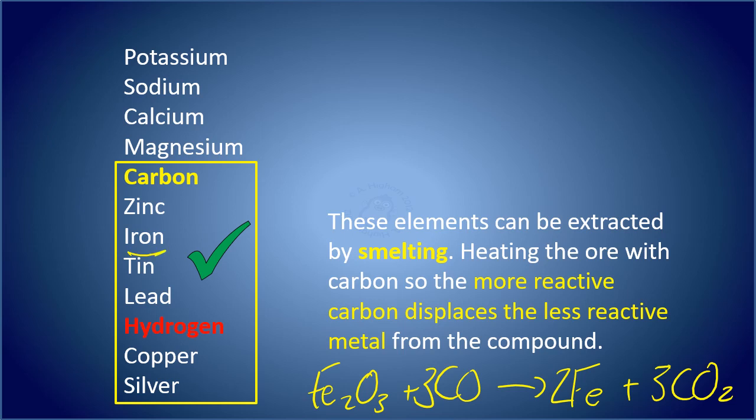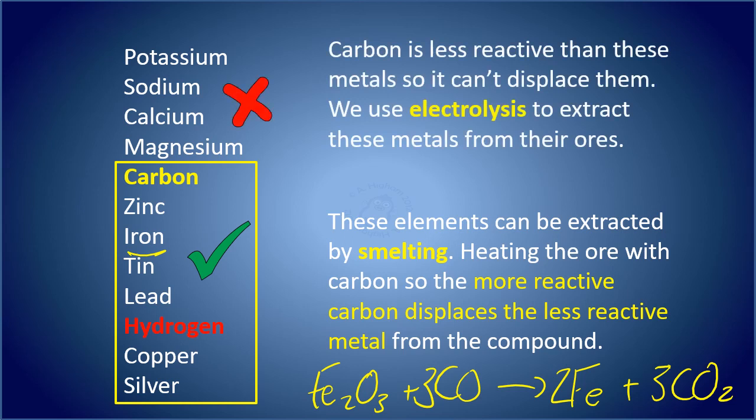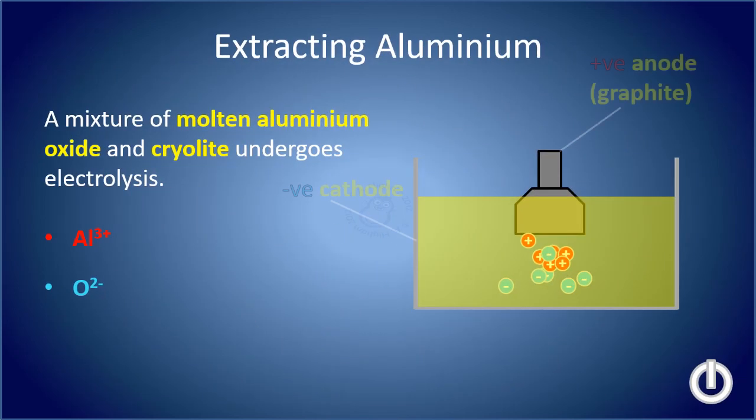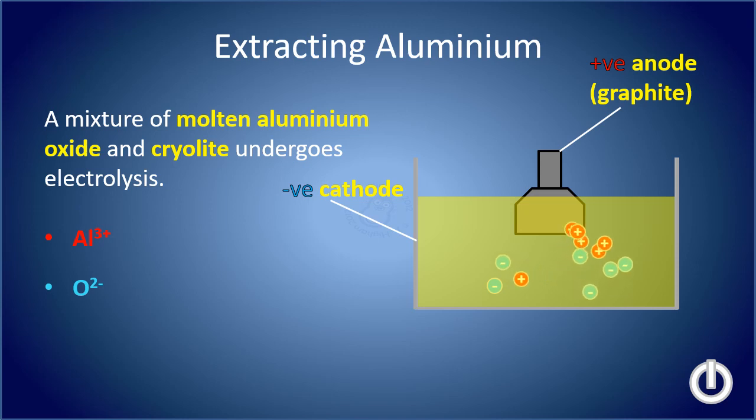Above it, though, the carbon won't be able to displace these more reactive metals from ores. We use carbon because it's cheap and readily available, but where we can't use carbon, we use electrolysis. One of the things that we need to look at as part of your course is the electrolysis of aluminium oxide. So we're going to look at extracting aluminium from aluminium oxide. We know we can't use carbon, so we can't go through that smelting process. We have to use electrolysis.